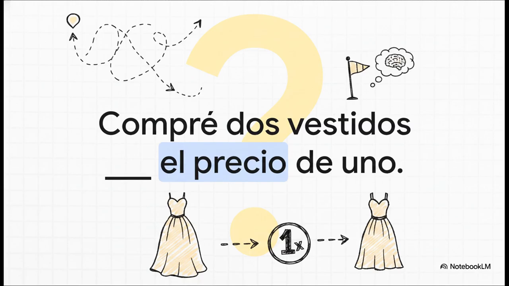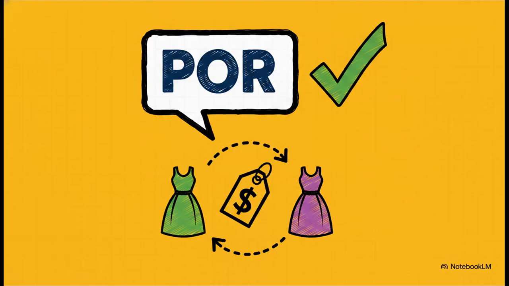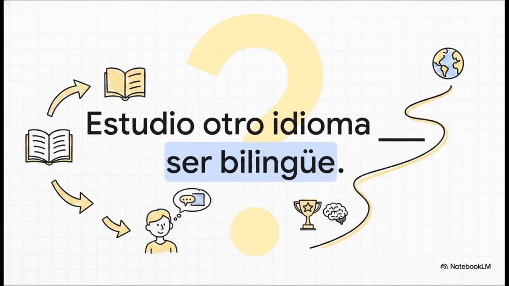So, is this a journey or a destination? Think about it for a sec. It's por. And why? Because this is clearly an exchange. I got 2 dresses in exchange for the price of 1. The key was just recognizing that trade. Awesome job if you got that right. All right, let's do one more.